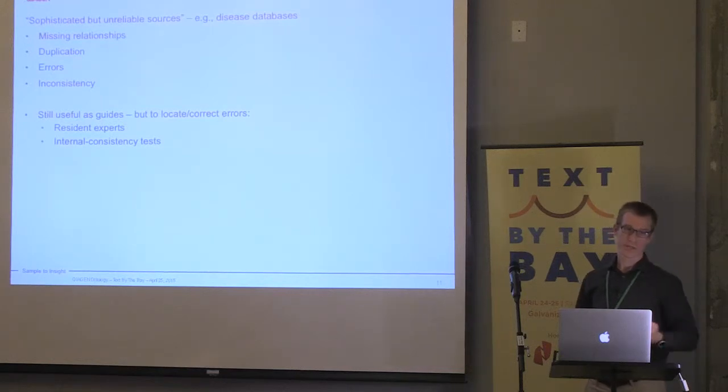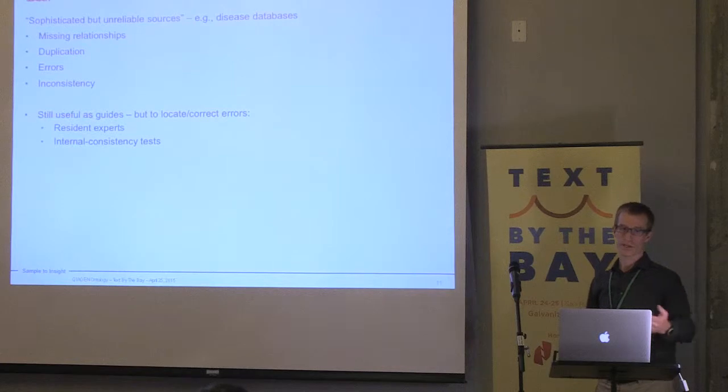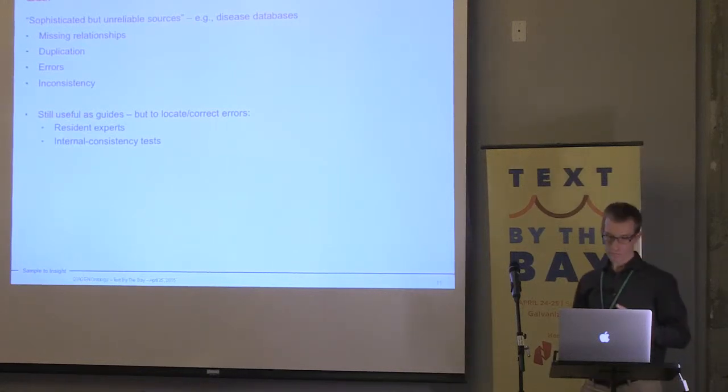And so those might include missing relationships, duplication, outright sort of errors of commission, internal inconsistencies. So in order to deal with that, we basically don't use those sorts of databases as sources for the ontology. So the ontology structure and the class structure is essentially manually built and maintained as a result. And we use things like these as guides, and they certainly accelerate and facilitate the process.